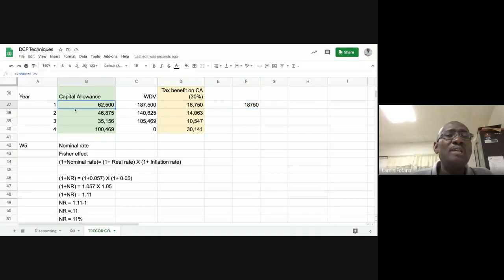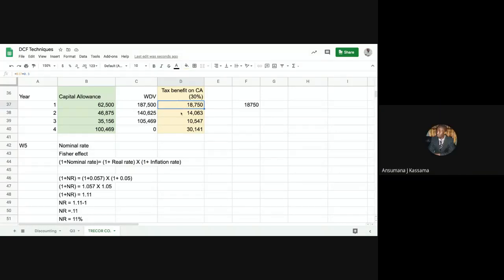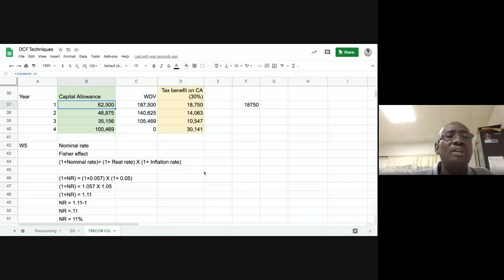The 25% is on the capital allowance calculation on the 250,000. We apply 250,000 multiplied by 25% and that gives you 62,500. I think what Ansumana is asking is how do we get the tax benefit on the capital allowance? That's this 30%, so you multiply 30% by 62,500. That's what my calculator gave me, and everybody else.